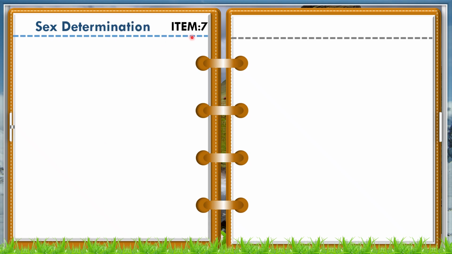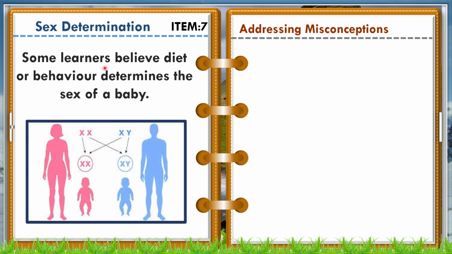We go to item 7, which is still sex determination. Here we are going to address misconceptions. Some learners believe diet or behavior determines the sex of a baby. We have some learners believing that it is the diet and the behavior which will determine the sex of the baby. So we have our diagram here.